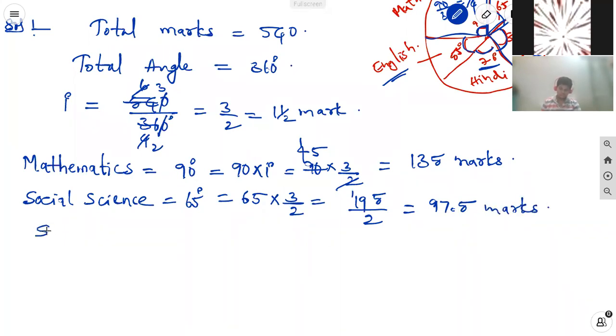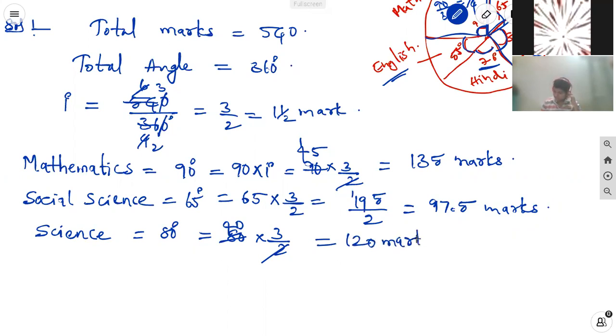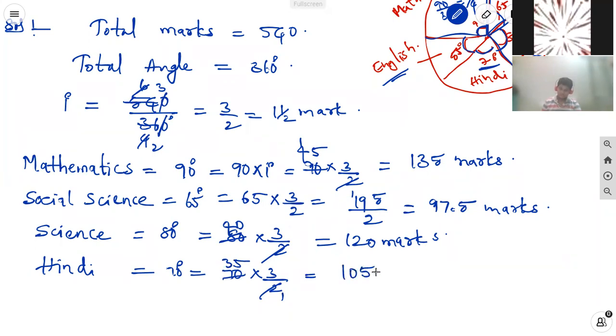Next, science. Science equal to 80 degrees. That is equal to 80 into 3 by 2. 2 1s are 2, 40, 3 4s are 12, 120 marks. Hindi equal to 70 degrees. That is 70 into 3 by 2. 2 1s are 2, 35, 3 5s are 15, 105 marks.